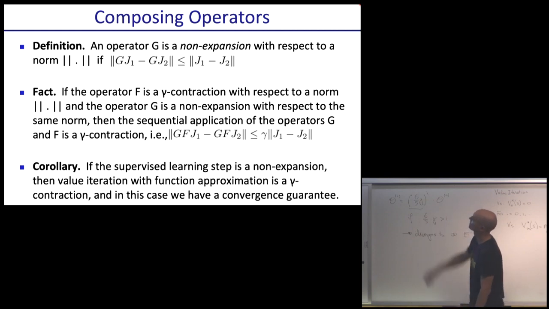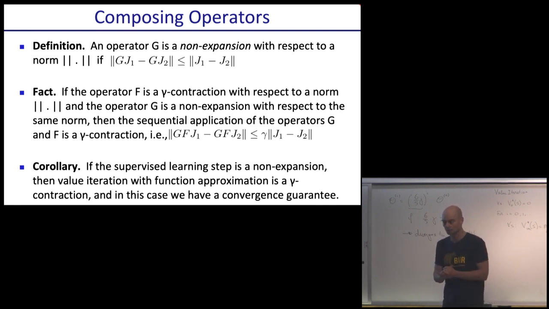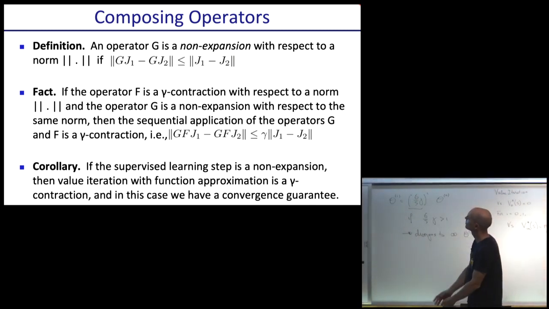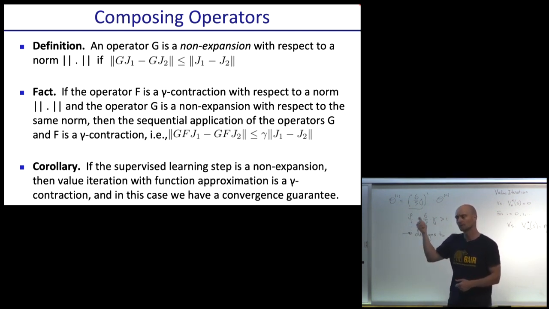G is an example of an update, a generic notation for an operator. It's a non-expansion if things don't move apart. And why might you care about this? Well, we saw that if things are a contraction, which is a little stronger than this, then after the update you're within gamma of what you were before, and you're guaranteed to converge, because you always get brought closer. That means if you have a fixed point, a J star in this case, and you apply the operator to that, it stays the same. If J2 is the optimal, and J1 is just something you started from, then you don't move away from the optimal thing with this operation. If you're a gamma contraction, you move actually closer to the optimal thing.